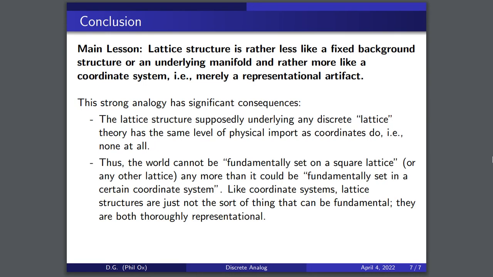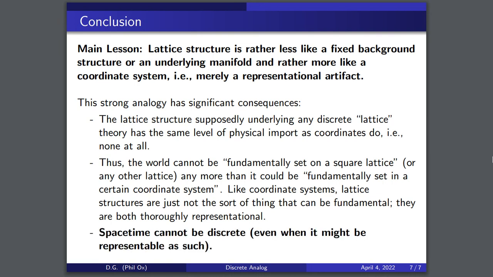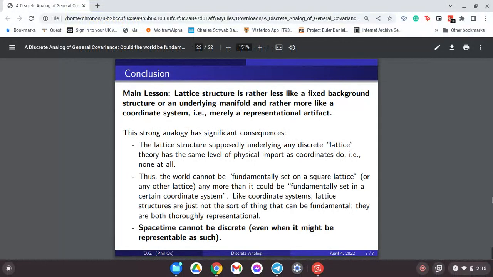Thus, the world can't be fundamentally set on a square lattice or any other lattice any more than it could be fundamentally set in a certain coordinate system. Like coordinate systems, lattice structures are just not the sorts of things that can be fundamental. They are both thoroughly representational wherever they appear. So ultimately, the conclusion is that spacetime cannot be discrete, even when it's representable as such. When you hand me a theory represented with a discrete spacetime, that's very nice and well, that may work, but that can't fundamentally be what's going on with your theory. All right, please enjoy the paper.